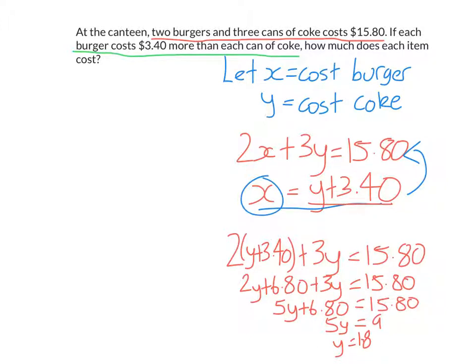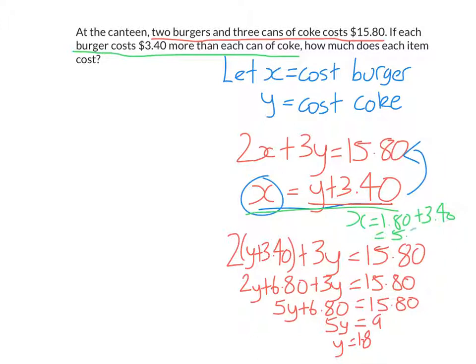So I found out what the cost of a can of Coke is. I need to find the cost of a burger. So I can get it from this equation. The Coke costs $1.80, so the burger costs $1.80 plus $3.40, which gives me $5.20.